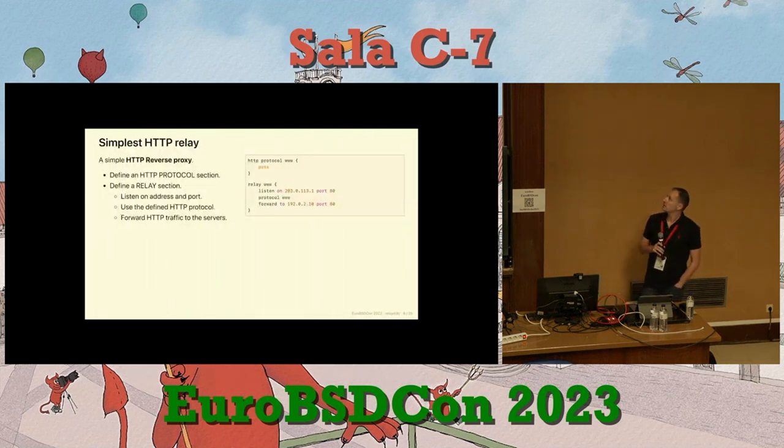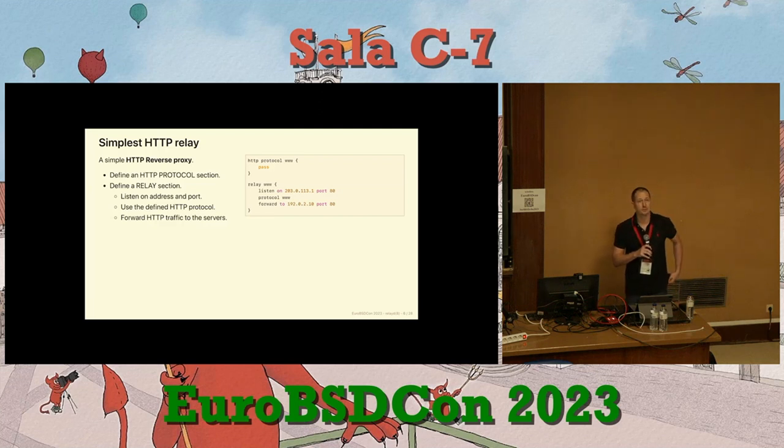So that's the simplest HTTP relay configuration that you can get. It's an HTTP reverse proxy. There's a few lines. What you do is you define a protocol of the type HTTP. So that's the HTTP first word. Protocol is just telling you that it's a protocol.